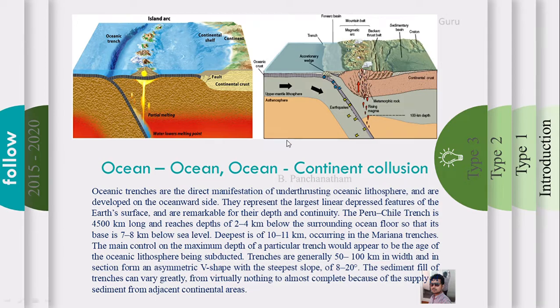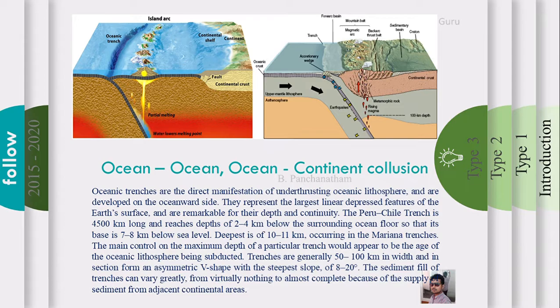They represent the largest linear depression, as we mentioned the mid-oceanic ridge shows the largest elevated portion. This will be the largest linear depression feature on the Earth's surface, and they are remarkable for their depth and continuity. So they have great depths and they continue for a long distance. The Peru-Chile Trench is somewhat near 4,500 km long and reaches a depth of 2 to 4 km below the surrounding ocean floor.